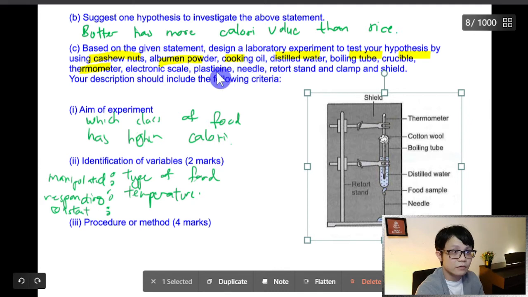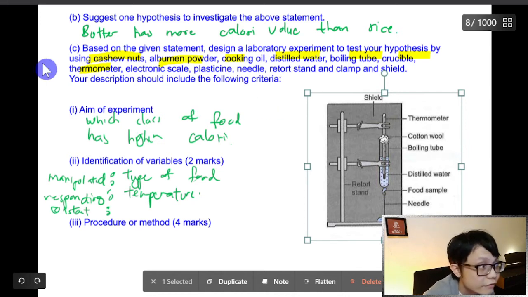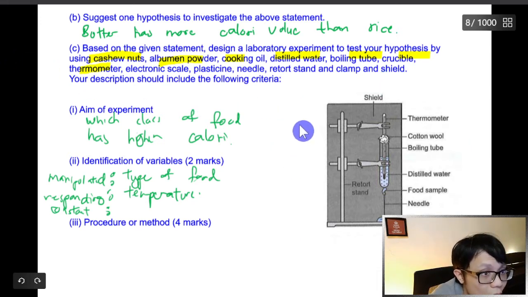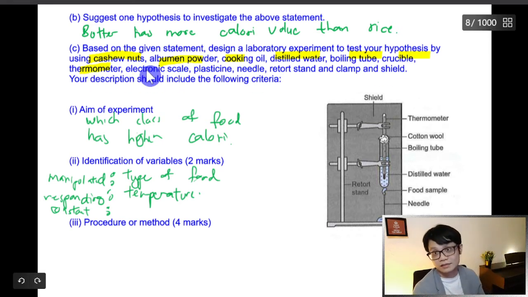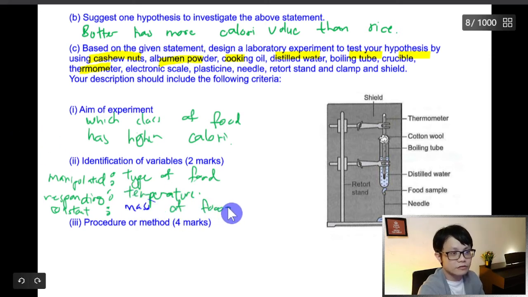Here it is also already said the weighing scale. Where is my weighing scale? I cannot find one. No weighing scale. Wait, just let me have a look. Electronic scale. Electronic scale even more, because you want to measure the mass of food and also the mass of water.